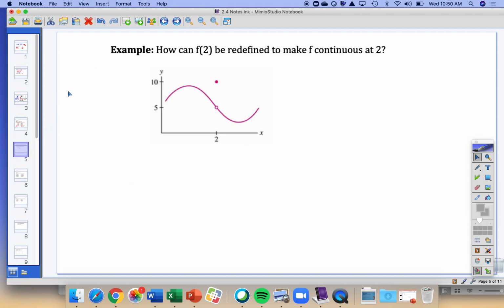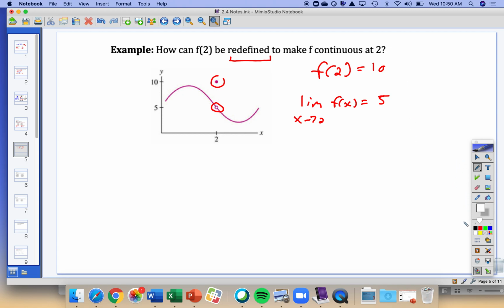Okay, so here's a function that clearly there is a hole right here. All right, because right now, if I was to find f of 2, this point right here, is 10. But if I was to find the limit as x approaches 2 of my function, it would be 5. So the question is, how can f of 2 be redefined to make it continuous? Because right now it's not continuous because these two numbers are different.